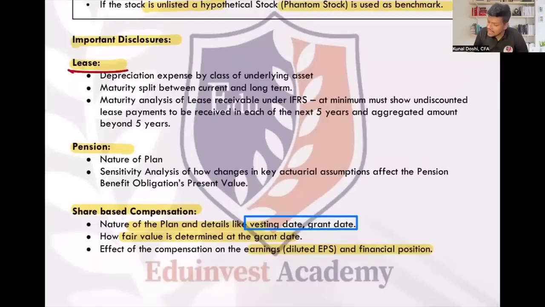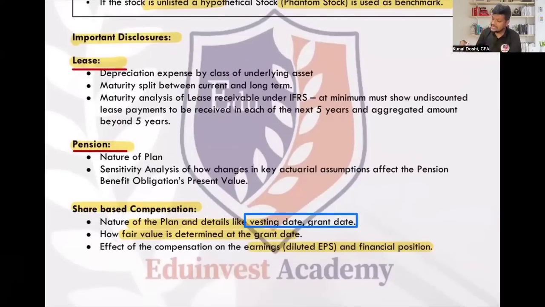With regards to leasing and pension, what are the disclosures? Some common disclosures in terms of leasing are the depreciation expense by the class of underlying asset. Who will recognize the depreciation? The lessor, in case of operating lease. Maturity split between current and long term. What is a current lease and what is more than 1 year? Maturity analysis of lease receivable under IFRS. Here, at minimum, you must show undiscounted lease payments to be received in each of the next 5 years and the aggregate amount beyond 5 years. Very, very crucial.